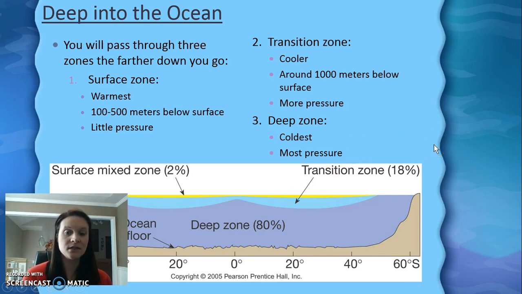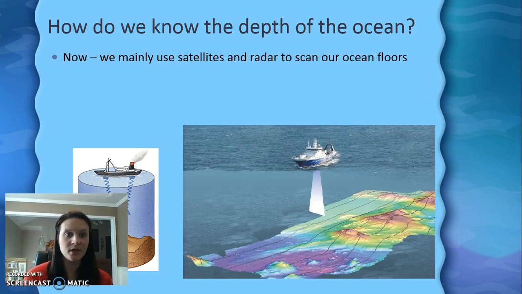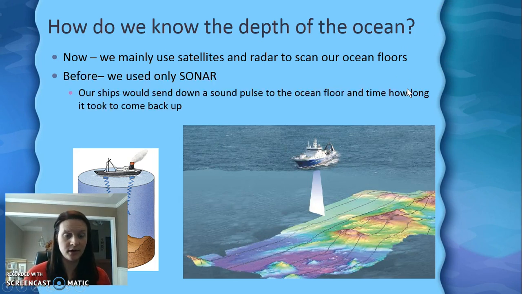And so last, we're going to have kind of more of a review. You will remember we talked about this, I hope. How do we know the depth of the ocean? Now we usually use satellites or radars to help scan our ocean floors for a more global map, although we still use the same method that we used just before. The only thing we used to use was sonar. We still use sonar, but not as much.